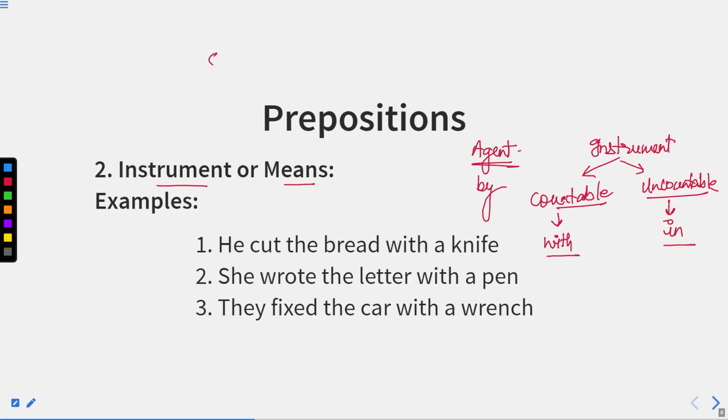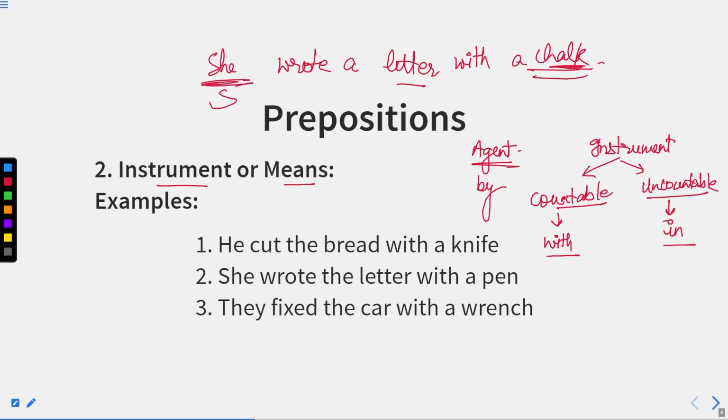For example, she wrote a letter with a chalk. You can see chalk is a countable instrument. She is the subject who is performing this particular action. If I say a letter is written by her, then her will be the agent.